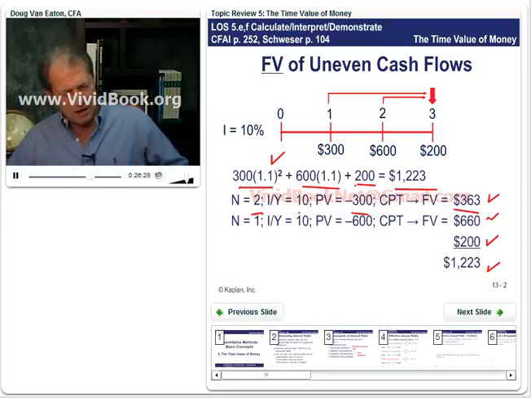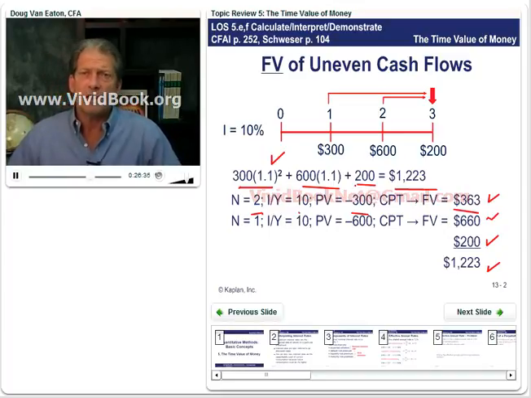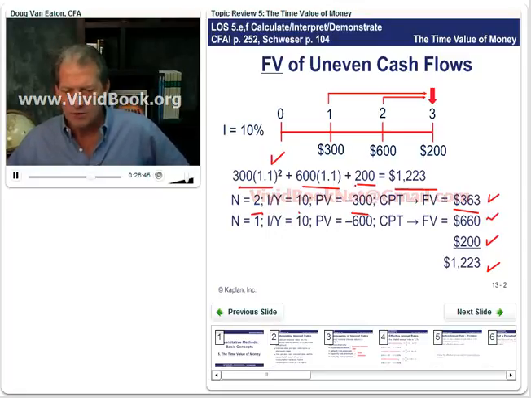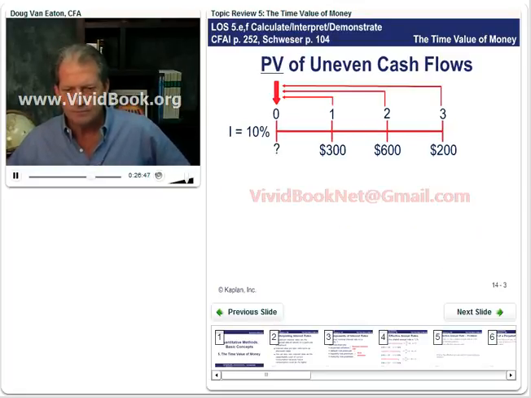Now, in other parts of the curriculum, we'll talk about using the cash flow keys on the calculator, and in that case you can do problems like this by putting in the individual cash flows, the interest rate, and then seeing what the value is. Let's go back the other way.